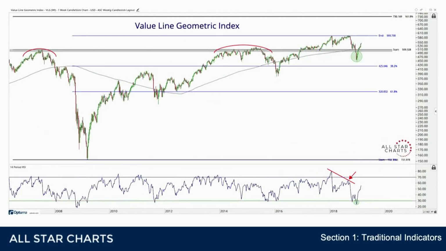So value line geometric index. This is pretty simple. Just the average stock in the market. It's an equally weighted index. So we have the 2007 highs, 2015, 2016 highs. It's kind of like regional banks, kind of like broker-dealers and exchanges. As long as we're above those highs, it's tough to be too bearish stocks.